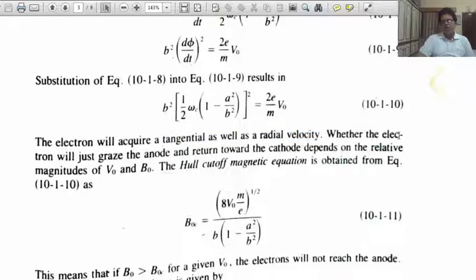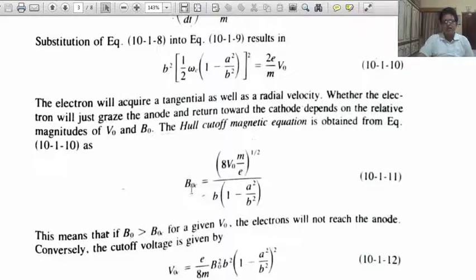Whether the electron will just graze the anode and return toward the cathode depends on the relative magnitude of V0 and B0. What is the magnitude of B0, V0 and B0? The Hull cutoff condition. The Hull cutoff magnetic equation is obtained from equation 10. B0c, you can easily calculate from this equation.